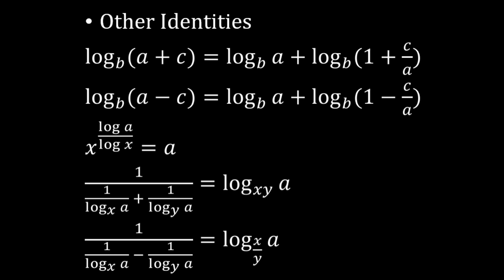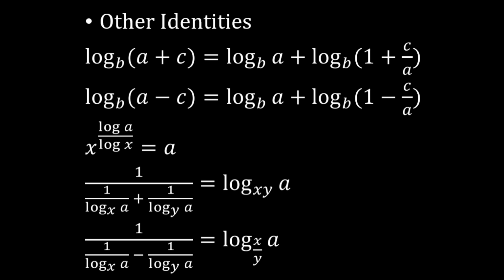Other identities. Logarithm of a plus c to the base b equals logarithm of a to the base b plus logarithm of 1 plus c over a to the base b. Logarithm of a minus c to the base b equals logarithm of a to the base b plus logarithm of 1 minus c over a to the base b. X to the power of log a over log x equals a.